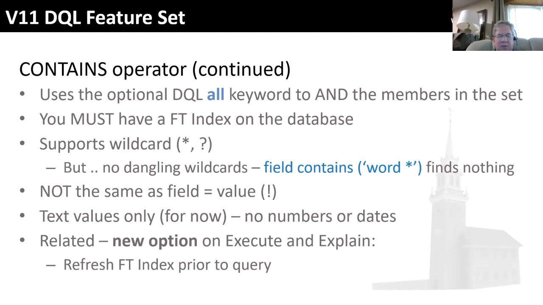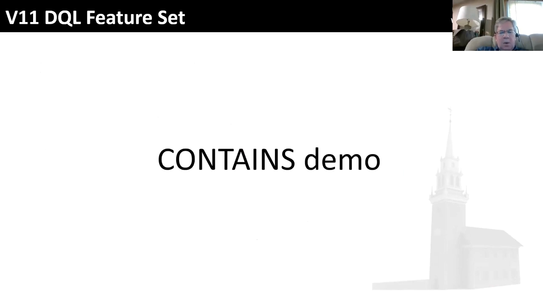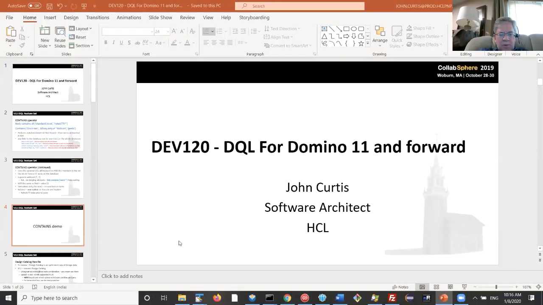There is, and this is important, a new option for execute and explain of the Domino Query object, which says, I want you to refresh my full text index prior to the query. This has been an issue for full text search for quite a while. This works very, very well with DQL. So you're guaranteed to have up-to-date full text indexing for your searches. Okay, let me show you how it works here.